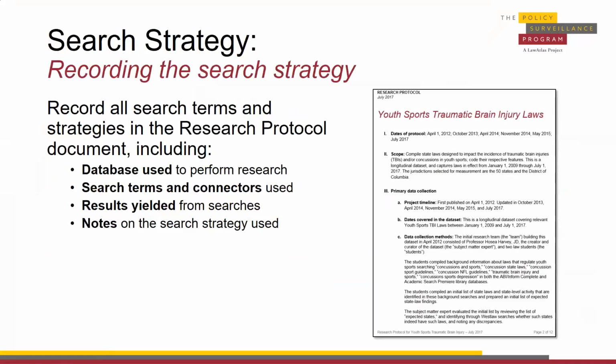Recording the search strategy. As part of our efforts to make our policy surveillance process replicable and transparent, we will want to record all search terms and strategies in our research protocol document, including the databases used to perform the research, the search terms and connectors used, the results yielded from searches, and the notes on the search strategy that we use. Researchers should keep track of the search terms that were used to collect the law for each jurisdiction throughout the process. They should also include information of how many results each search yielded, what laws were collected by each search, and general notes on what is and is not working in the search strategy.